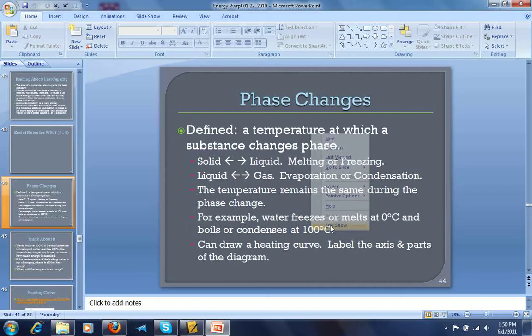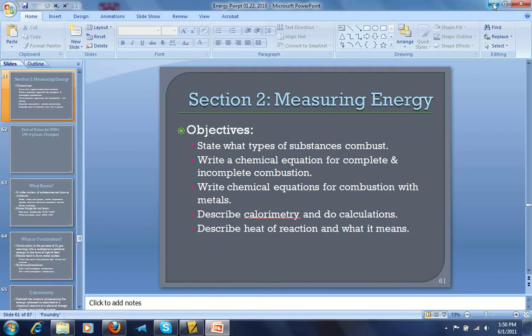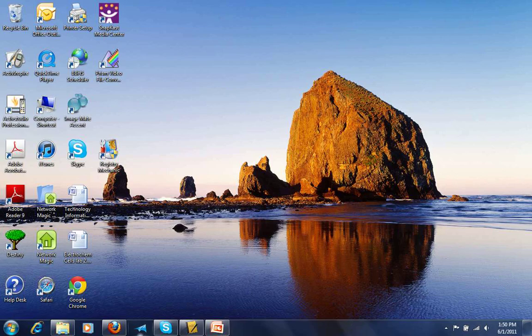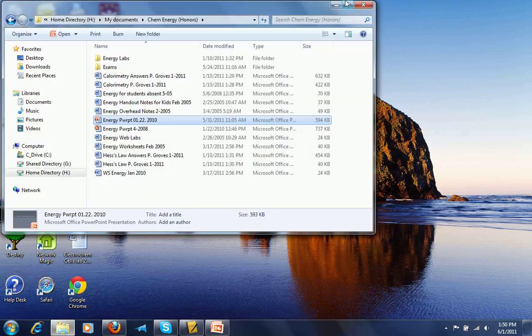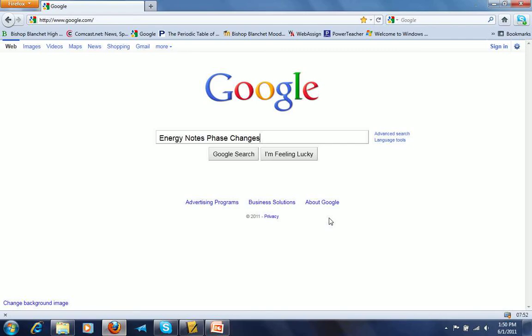So section 2, measuring energy. I think that is where we can stop doing our notes. Yes, we can. So those are the end of the notes for worksheet 1, the back side. Kind of like the dark side of the moon, but it's the back side.